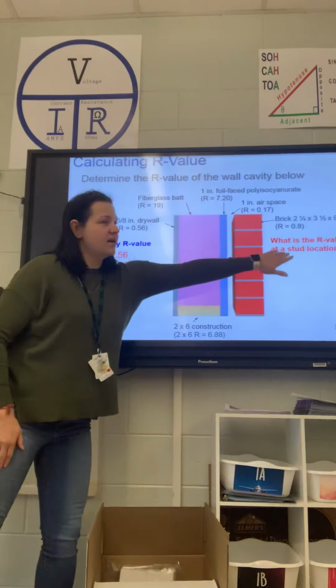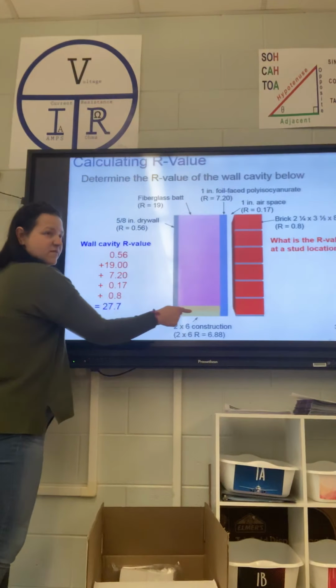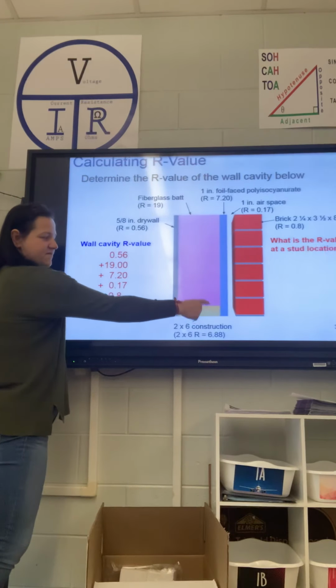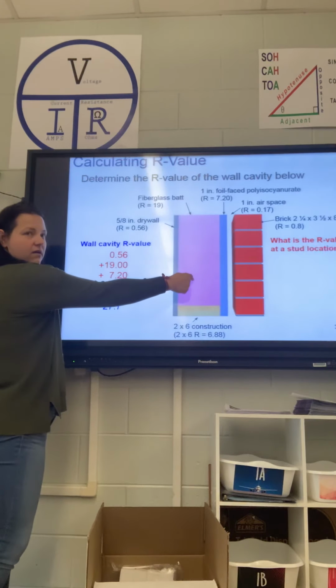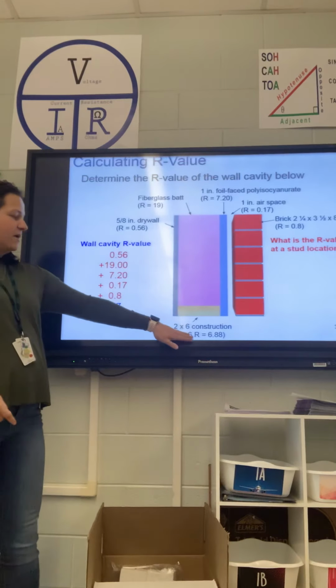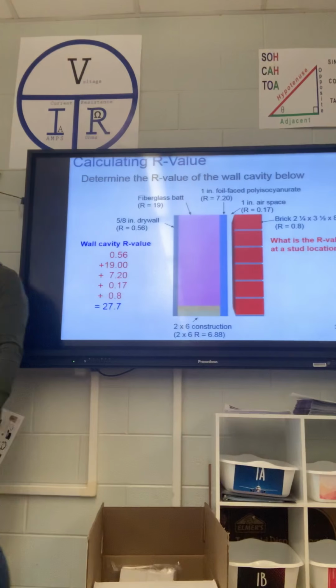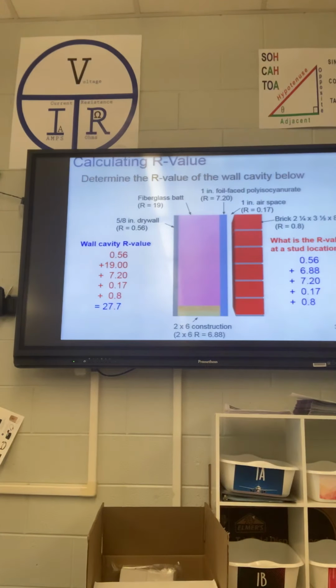So at the stud location, these are my studs. What is it, studs instead of what? Fiberglass. So you're gonna do the same thing, but instead of using 19, you're gonna plug in 6.88. And based on rounding, you probably got around 15.6.